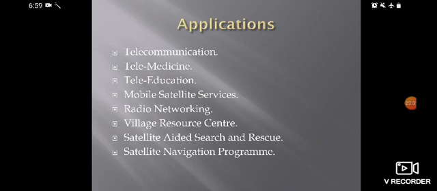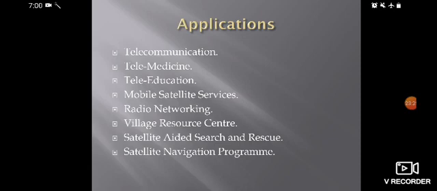So the first one is telecommunication, the second one is telemedicine, the third one is tele-education, the fourth one is mobile satellite services, the fifth one is radio networking, the sixth one is village resource center, the next one is satellite aided search and rescue, and the last one is the satellite navigation program. Okay, so like this we are having a number of applications.